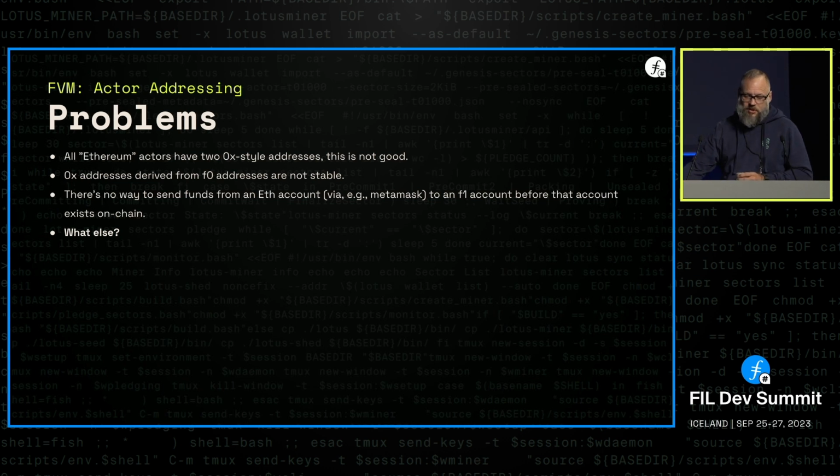So yeah, all Ethereum actors have two 0x style addresses. 0x addresses derived from F0 addresses are not stable because they change. And there's no way to send funds from an ETH account to an F1 account directly on chain. So that's kind of the problem. I'm coming at it from representing the developer and what they see. I don't know the underlying technical bit. That's the bit I'm going to hopefully pass over to Steb if there are questions about why this is and the technical implications around it.